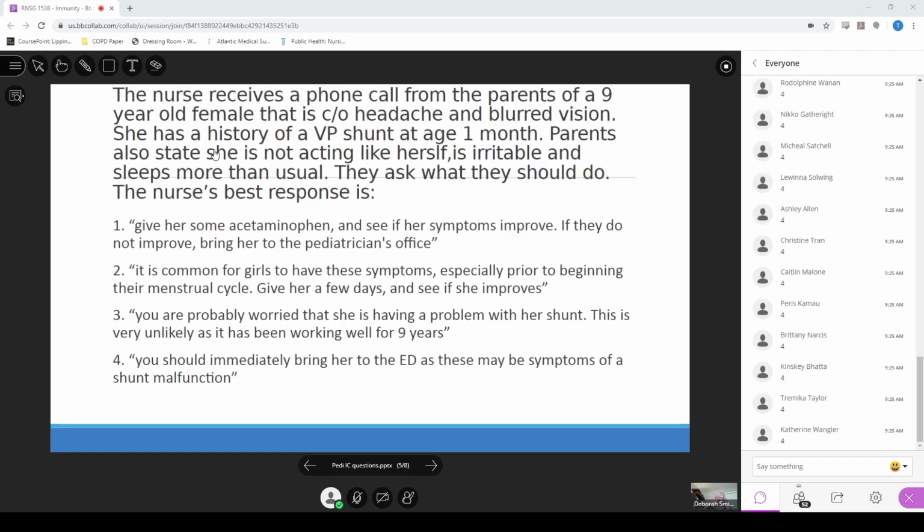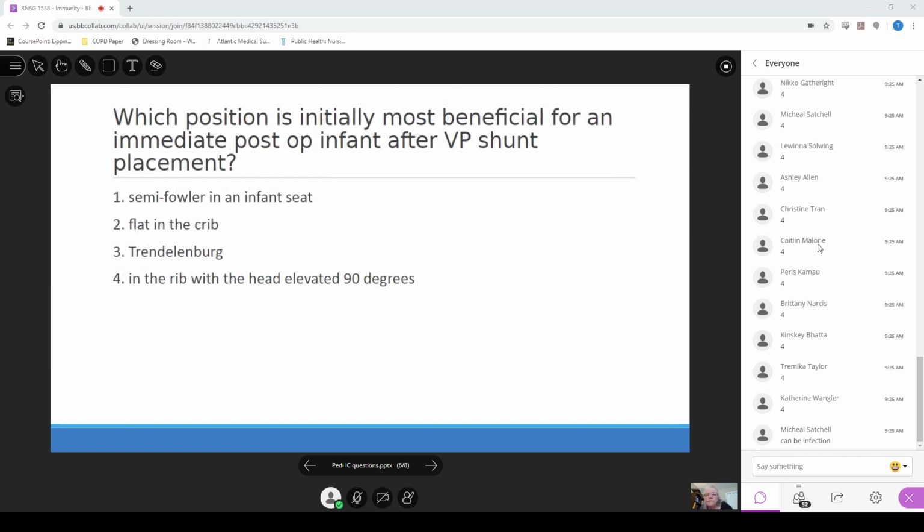So yeah, we want to bring this child in because this child has a malfunctioning valve or something's going on and we don't want to take any time. We don't want her in the pediatrician's office. She needs to be seen right now. Excellent job. Yeah, it can be an infection. So we really don't know exactly what's going on, but there is a problem with her shunt and we need to get her seen.